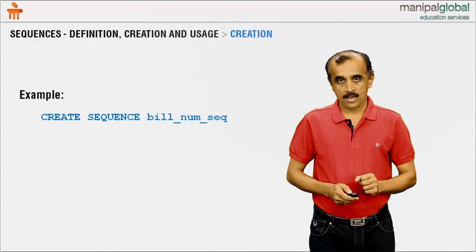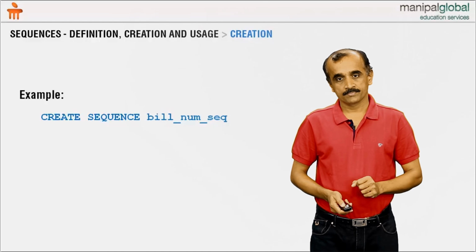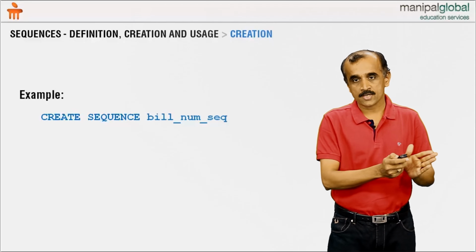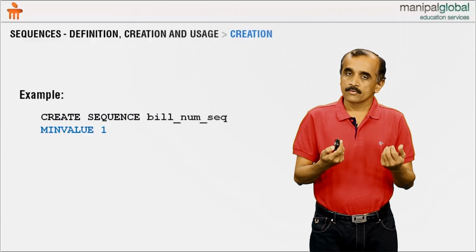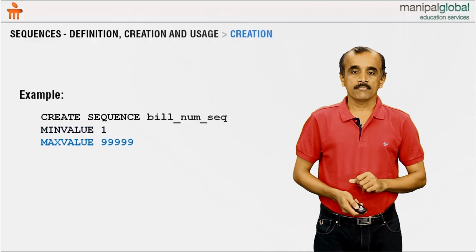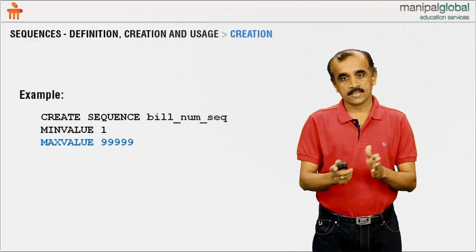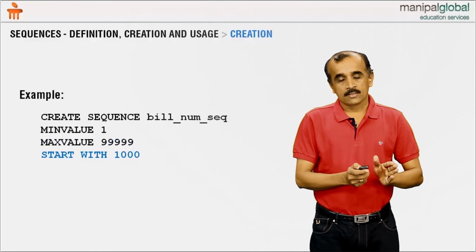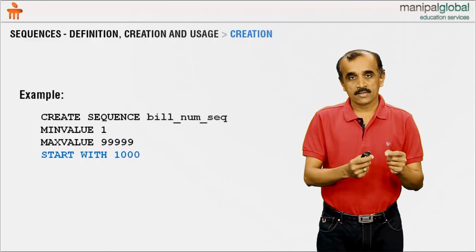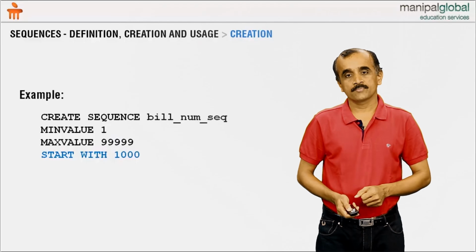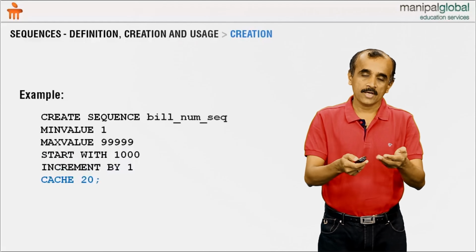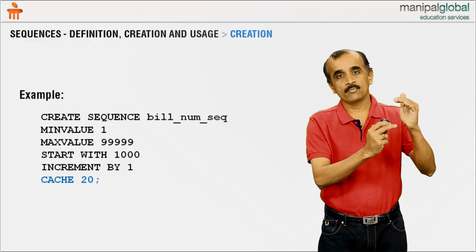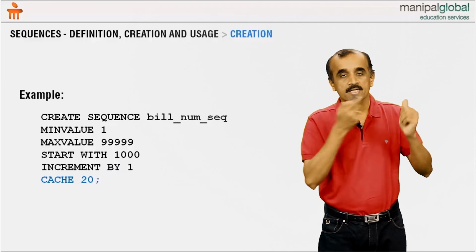Take a look at this example of creating a bill number sequence. I say create sequence, the name of the sequence is bill_number_seq. Minimum value is 1, maximum value, for this example, is 9999. Start with 1000. That means the first bill number created from this is 1000. Every time I pick the next value, I say increment by 1, cache 20. That means the next 20 incremented values are kept in memory for faster access.